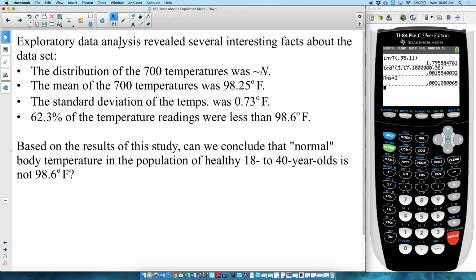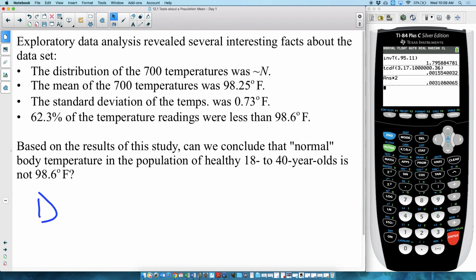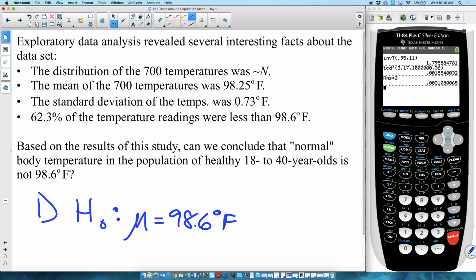So, talk me through the steps. What is step 1? I would personally say the hypotheses. I would too. Actually, maybe I could write these instead of typing them. That might be easier. For step 1, our null hypothesis is that mu is equal to 98.6 degrees Fahrenheit. And our alternative, mu is not equal to 98.6.